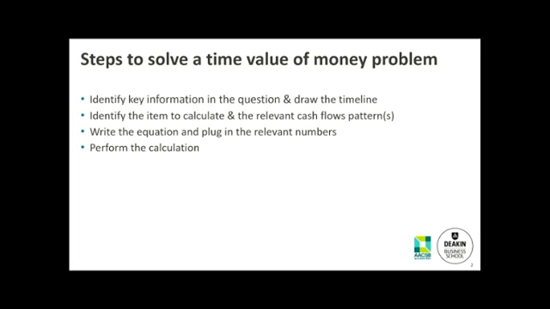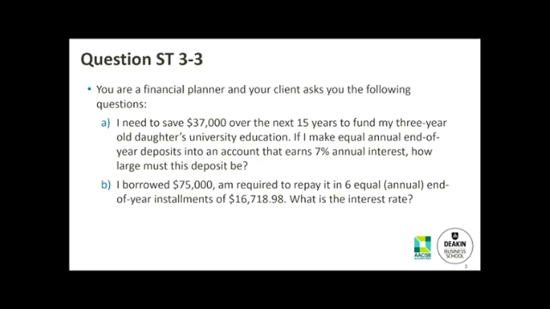Okay. Let's do the question together, see whether you are able to solve it. First one. You are a financial planner and your client asks you the following question. A, I need to save $37,000 over the next 15 years to fund my 3-year-old daughter's university education. If I make equal annual end-of-year deposits into an account that earns 7% annual interest, how large must this deposit be? Now let's see the question. First bit of information. I need how much money? $37,000 in how many years? 15 years. Is it a future value or present value? This is a future value. I need this amount of future value in 15 years.